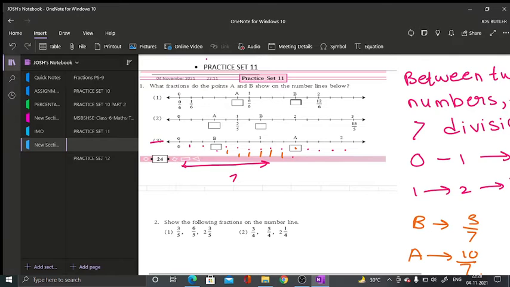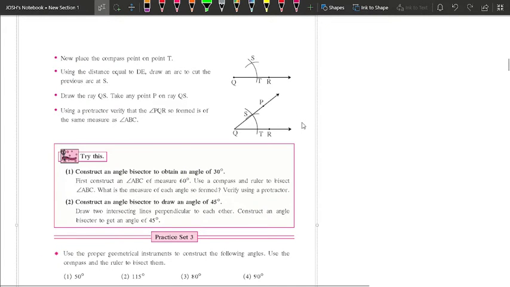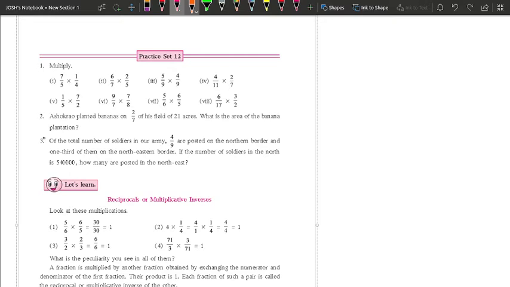Yes, practice set 12. Just a minute. So practice set 12 is all about multiplication. It is all about multiplication.